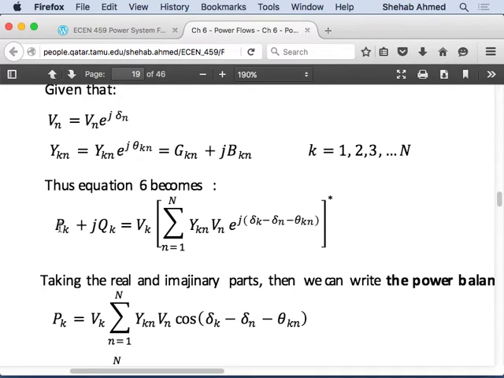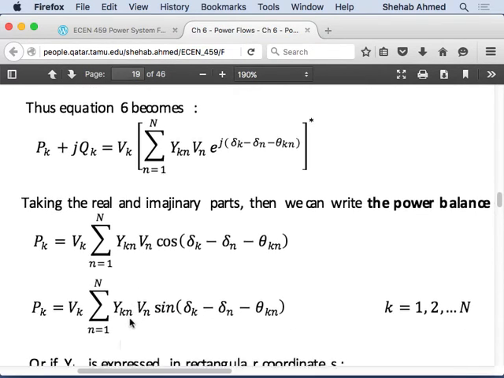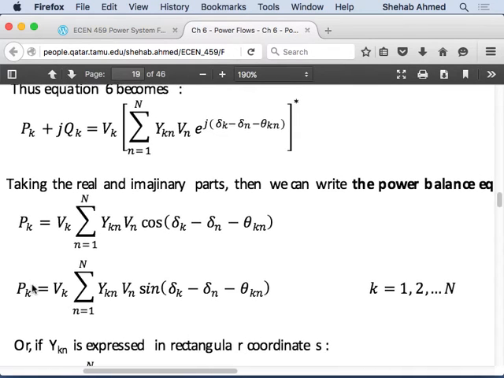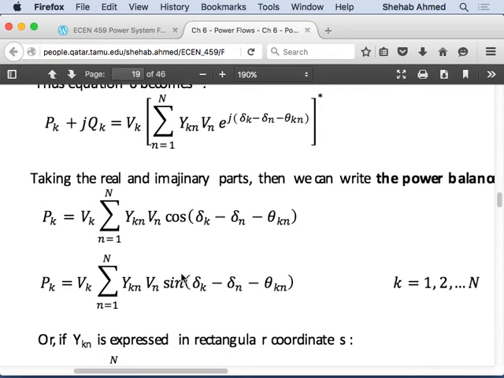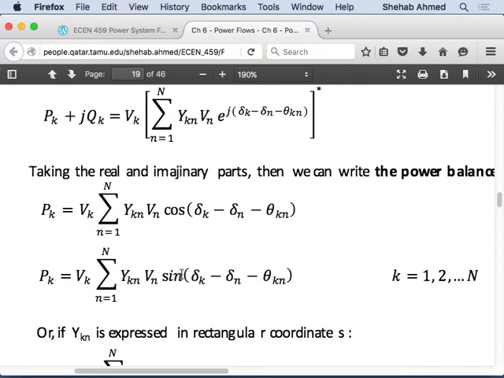Okay, and now I have this equation, and I can expand it. I can write the real part alone and the reactive and the imaginary part alone. And of course, this is another typo. Sorry, this has to be Q. So this is Q. You will have the power flow equations in your equation sheet, and they're correct.